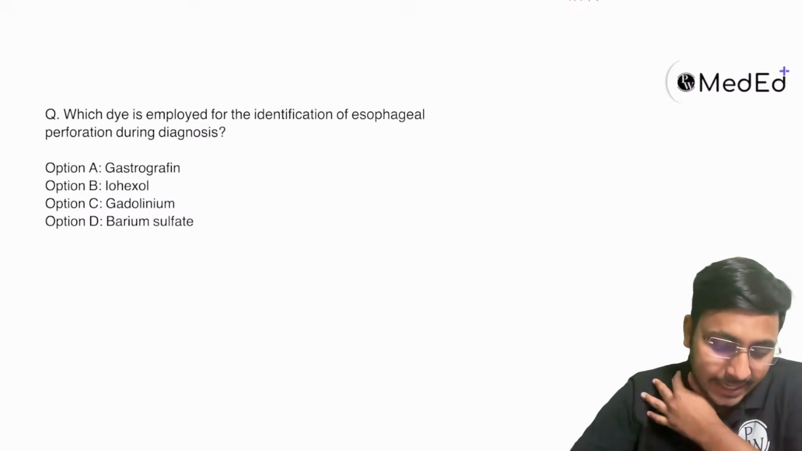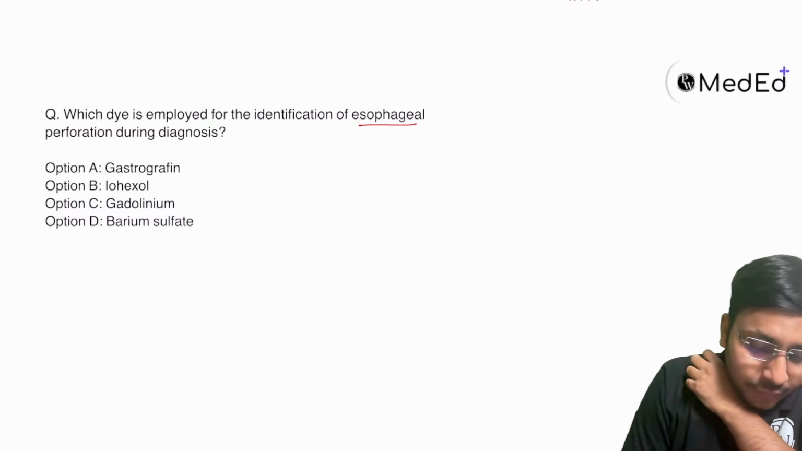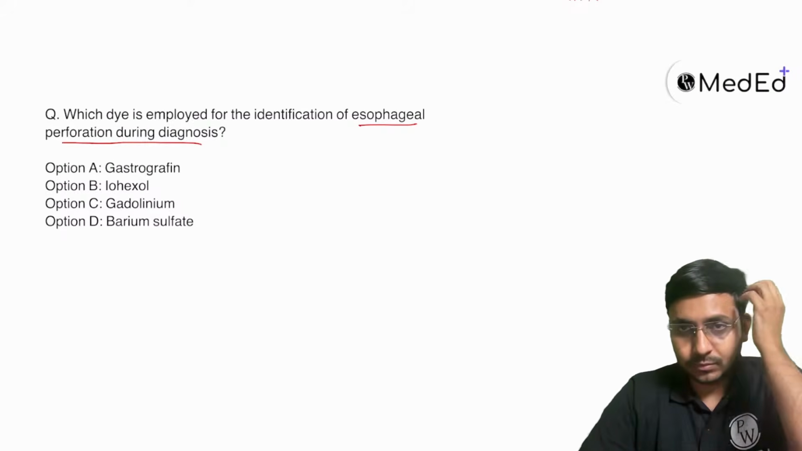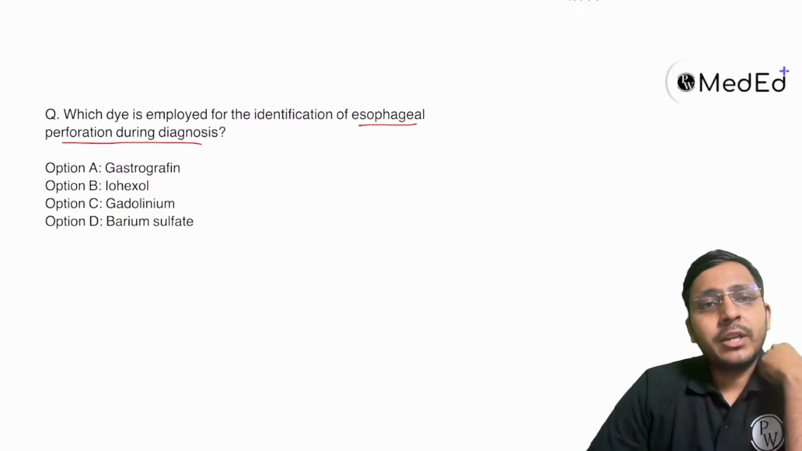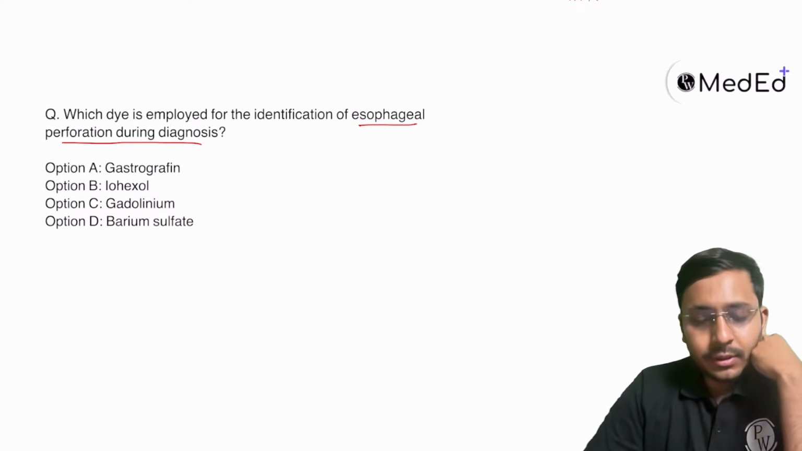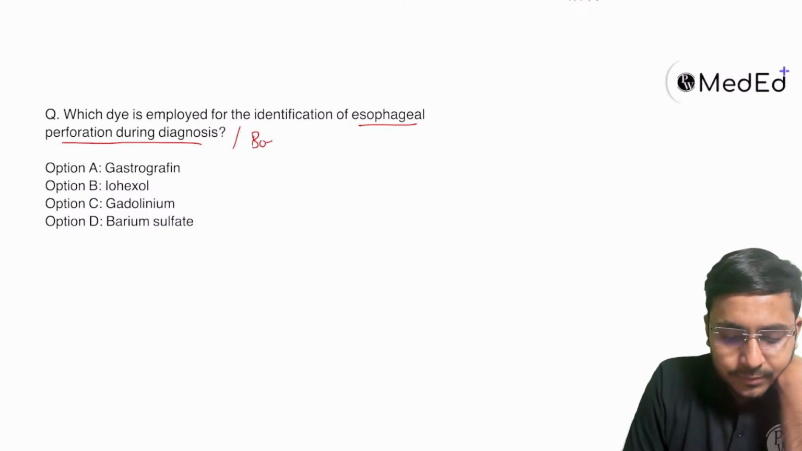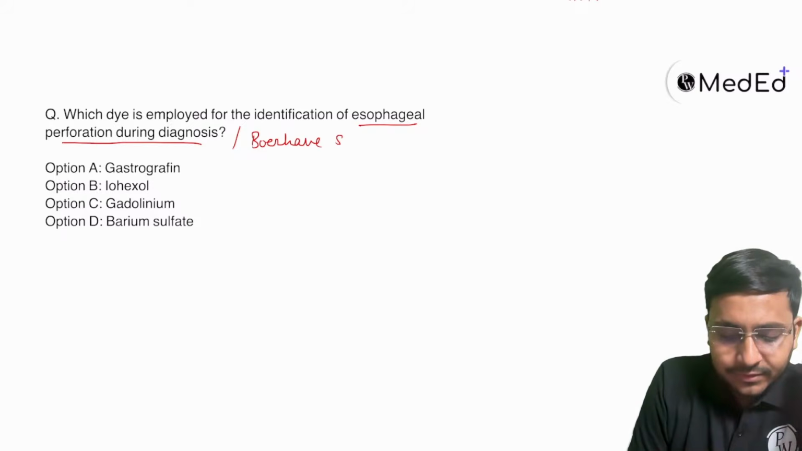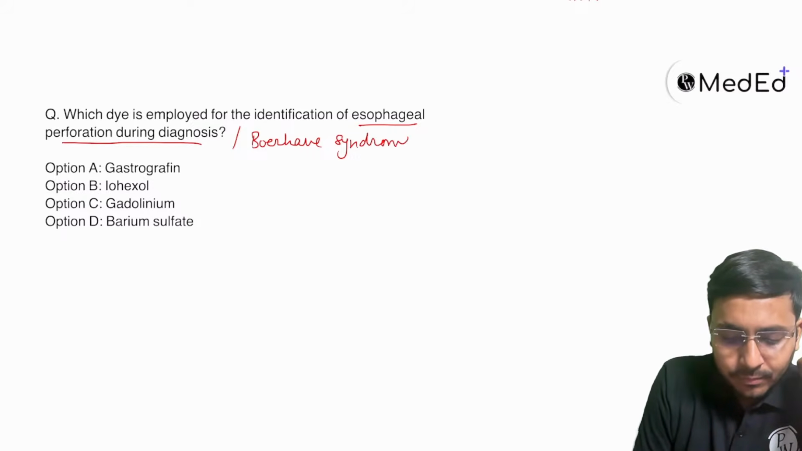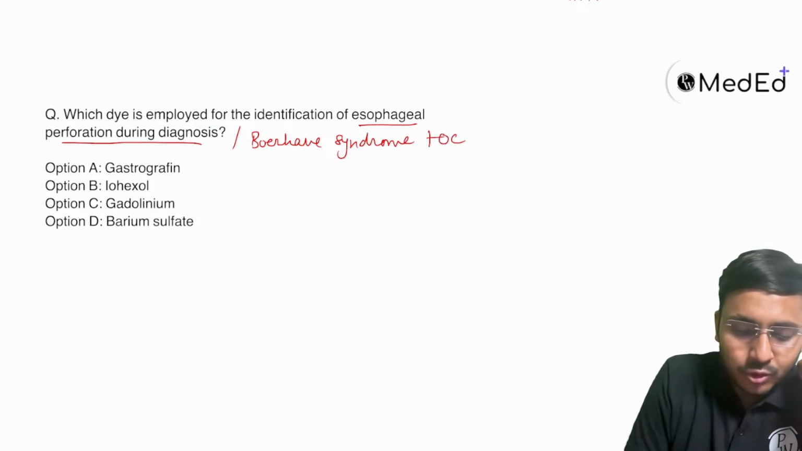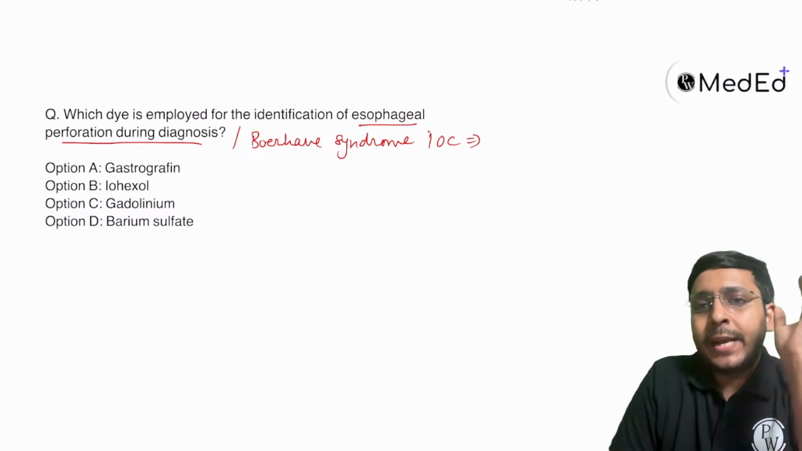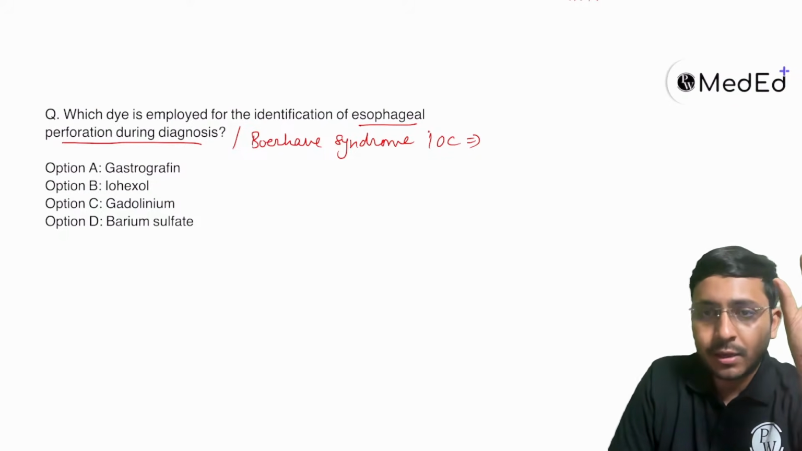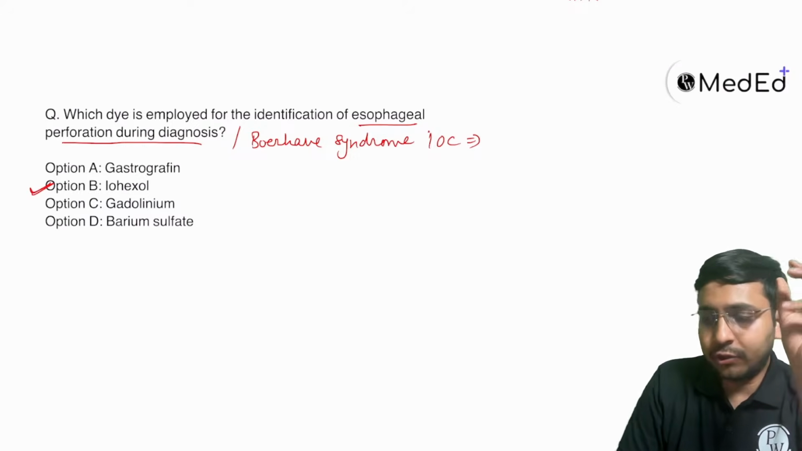Which dye is employed for identification of esophageal perforation during diagnosis? Or you can be asked about Boerhaave's syndrome, what is the investigation of choice? Whenever esophageal perforation has happened, or any bowel perforation for that matter, what do you have to give? You have to give iohexol.